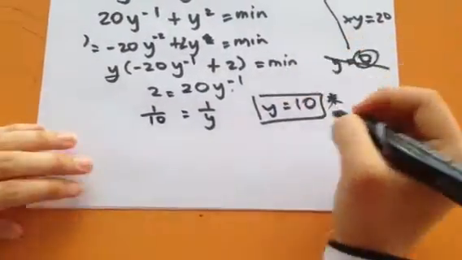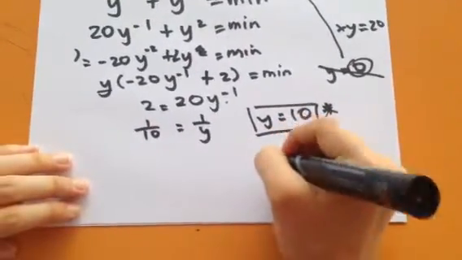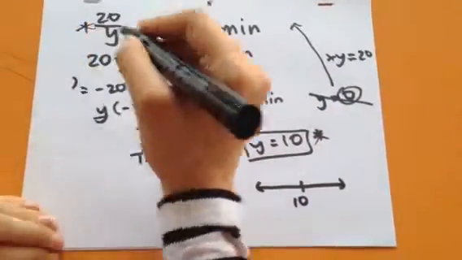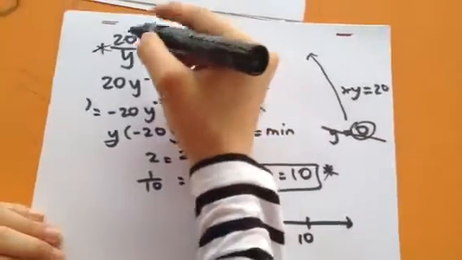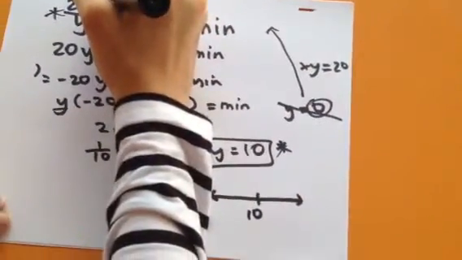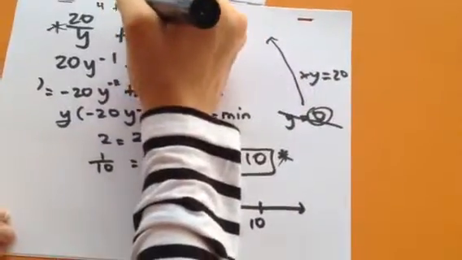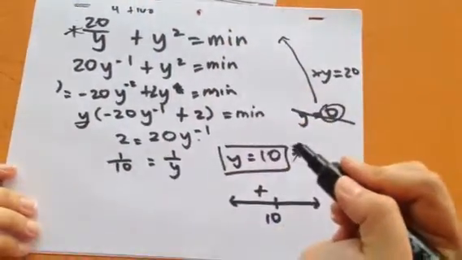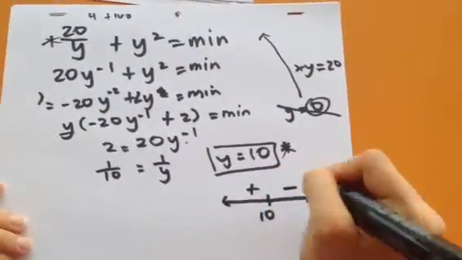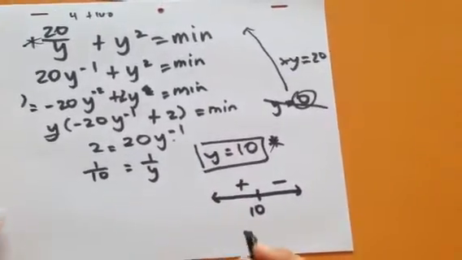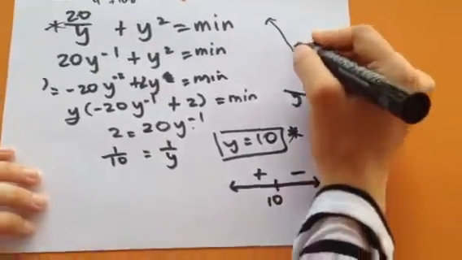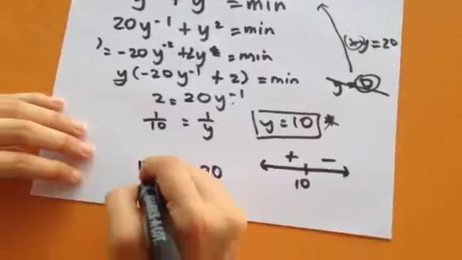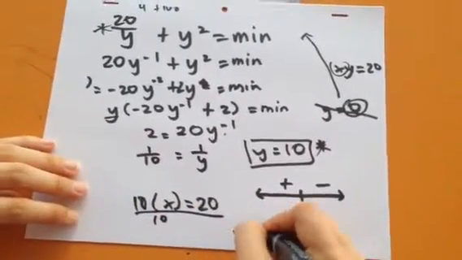Now you need to find the sign test, so you take 10 and you plug it into this equation. So you find 20 divided by 5 is 4, plus 100 is a positive number. But 20 divided by a smaller number is a negative number. Now you also need to find what x is, because you found y. So 10 times x equals 20. Divided by 10, x equals 2.